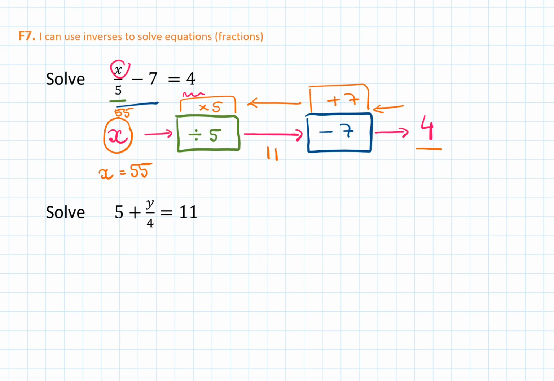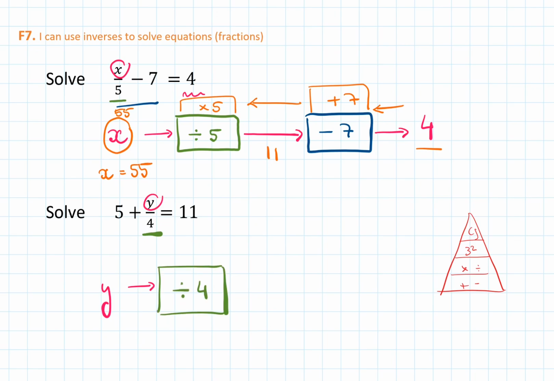Well done if you remembered to use the order of operations to solve this question. We start with the variable y. This will be our input, y, and then very important that the first function in our function machine will be division by 4, as this operation comes before addition in the order of operations. We then move on to adding 5, and the output of our function machine will be 11.